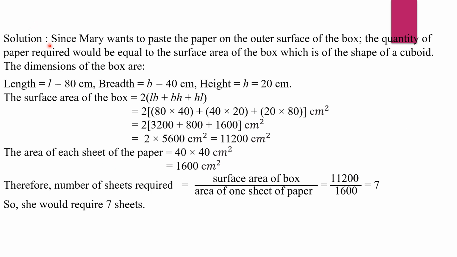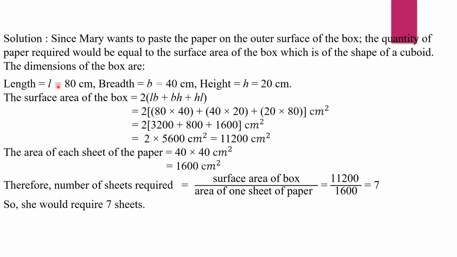Now come to the solution part. Since Mary wants to paste the paper on the outer surface of the box, the quantity of the paper required would be equal to the surface area of the box, which is of the shape of a cuboid. If you observe the wooden box, it is in the shape of a cuboid. So to paste the paper on the outer surface of the box, the quantity of the paper required is equal to the surface area of the box. Is this point clear?